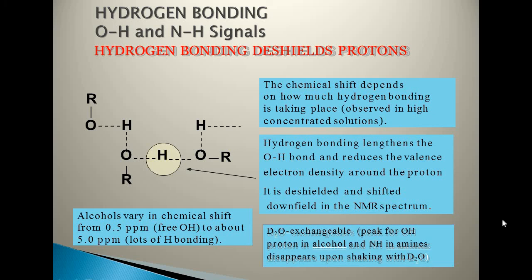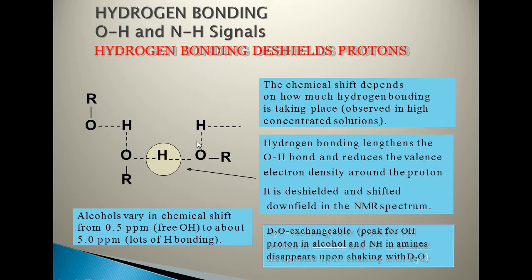Then next is hydrogen bonding. Hydrogen bonding means involvement of hydrogen in a bond, so it will be OH and also NH. Hydrogen bonding shows de-shielded protons. So how to consider this: this is the structure of a molecule, and this hydrogen is attached to this O, so we can say it is a hydrogen bond. The chemical shift depends on how much hydrogen bonding is taking place.